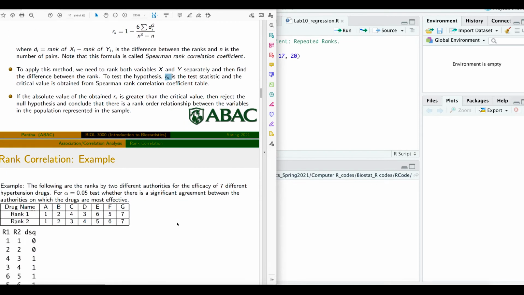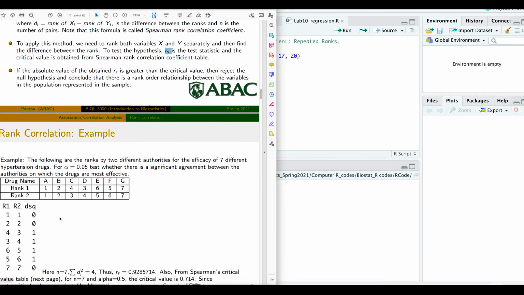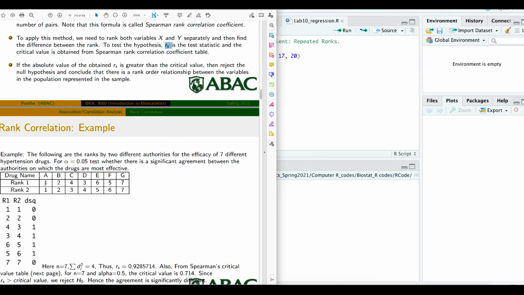Okay, so let us see one example. Rank correlation example. In this example, you want to test whether these two variables, rank 1 and rank 2, are associated or not. The following are the ranks by two different authorities for the efficiency of 7 different hypertension drugs. For alpha equals 0.05, test whether there is a significant agreement between the authorities on which the drugs are most effective. Drug names A, B, C, D, E, F, G.